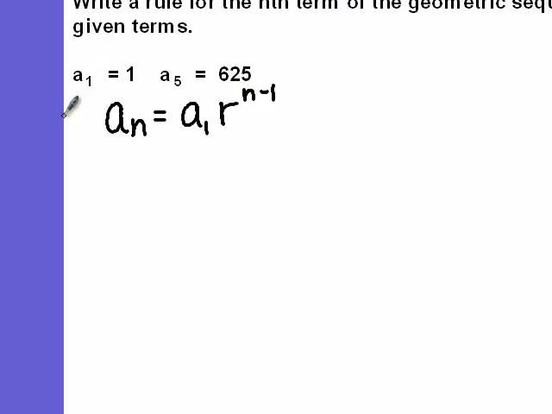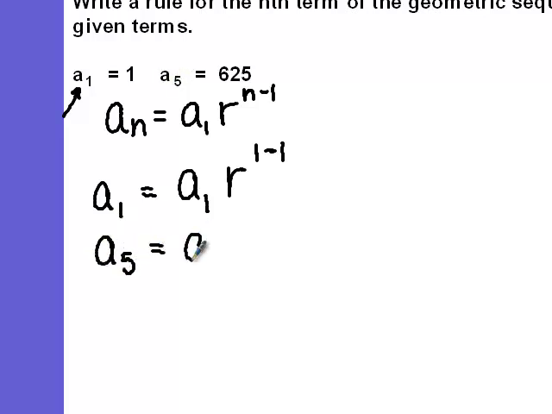So if I set up an equation for this first one, our n is going to be the 1, and we have a1, and we don't have an r, and then of course the n is 1. So we're going to say 1 minus 1, and we're going to set up an equation for the a to the 5th one now. Same format, except for n this time is 5.